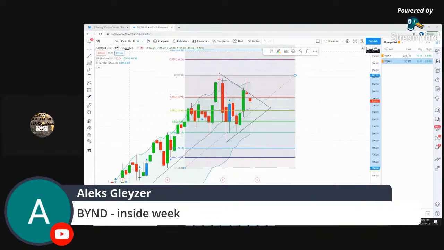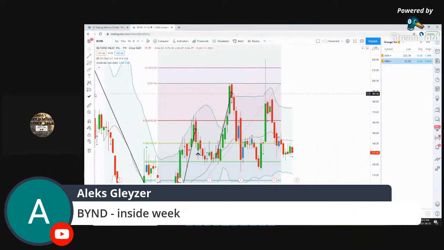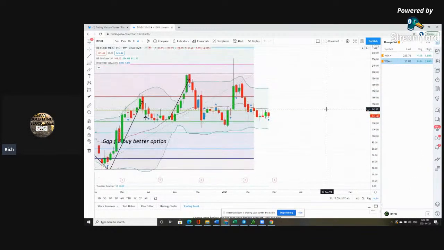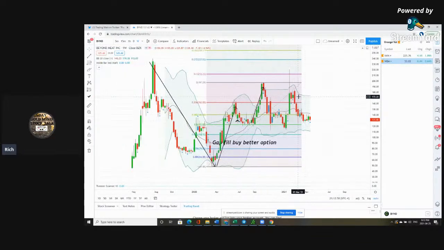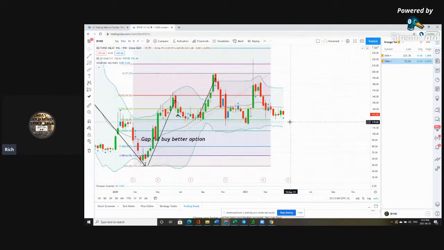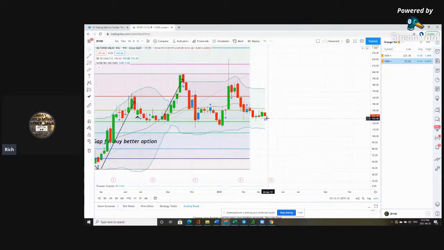Alex says Beyond. So let's take a look at that. So Beyond did pop up on my scanner this week, but I decided to pass on it just because Beyond is a very dangerous stock. Like we can see here with a lot of manipulation going on. There is a very nice inside bar close. And if you would like to play this, I would suggest bracketing to the upside and to the downside. Whichever side is broken, take that side of the trade.